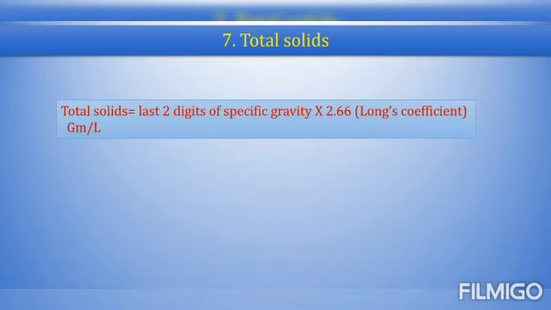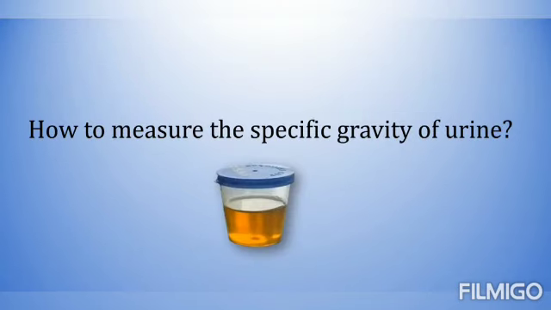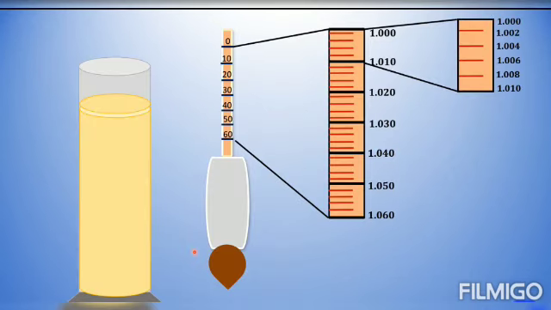Seventh is total solids. Total solids is equal to the last 2 digits of specific gravity multiplied by 2.66, and it is known as Long's coefficient. Then how to measure the specific gravity of urine? The specific gravity of urine is determined by urinometer. This is the urinometer. Urinometer is a glass-made instrument having a cylindrical stem containing a scale. The urinometer is floated in a cylinder containing urine.